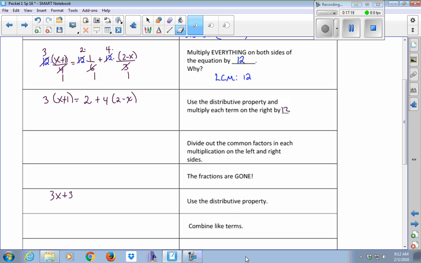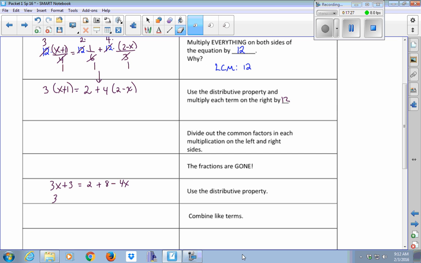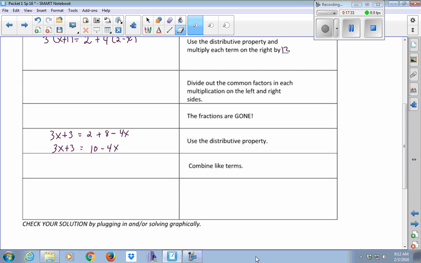3x plus 3 equals 2, and we don't even have to worry about a subtraction sign right there. It's an addition problem. We're going to combine like terms on both sides. The left side's all set. The right side becomes 10 minus 4x. And now we're going to solve for x as we usually do. So I'm going to add 4x to both sides and subtract 3. X is 1. So our solution set is 1.